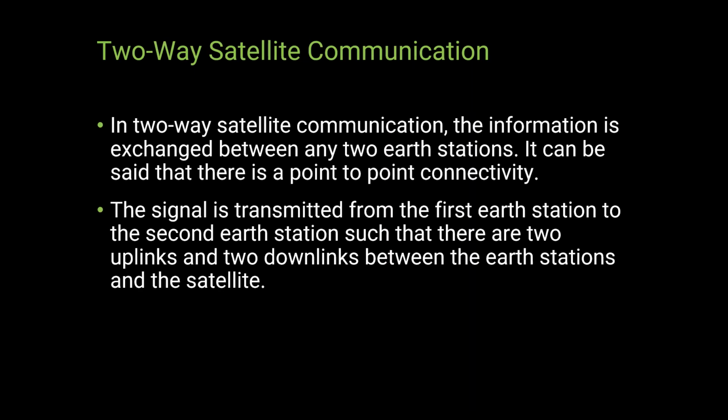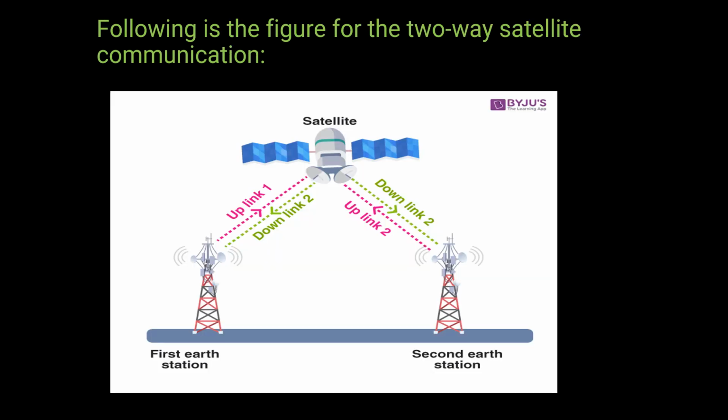Two-way satellite communication. In two-way satellite communication, the information is exchanged between any two Earth stations. It can be said that there is point-to-point connectivity. The signal is transmitted from the first Earth station to the second Earth station, such that there are two uplinks and two downlinks between the Earth stations and the satellite. Following is the figure of two-way satellite communication.